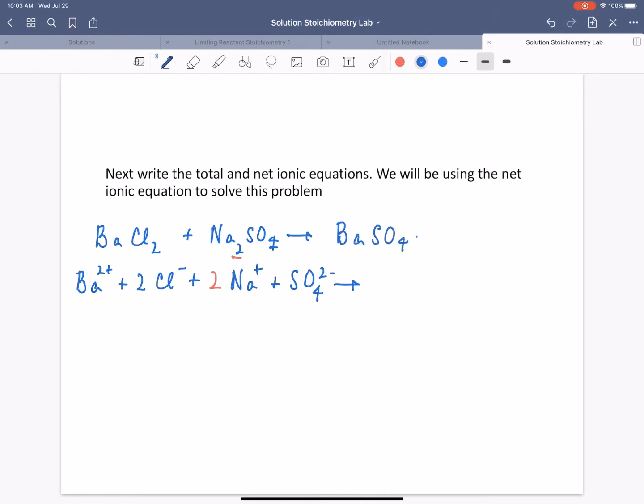Barium sulfate is our insoluble solid, so it stays together. It doesn't dissolve, so it can't dissociate into ions. Sodium chloride is soluble. There's 2 sodiums and 2 chlorides.